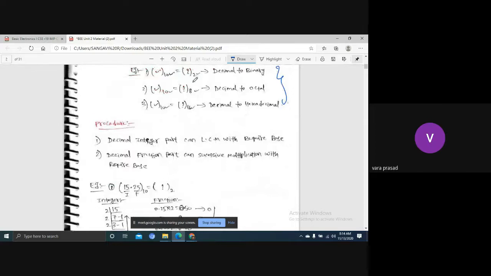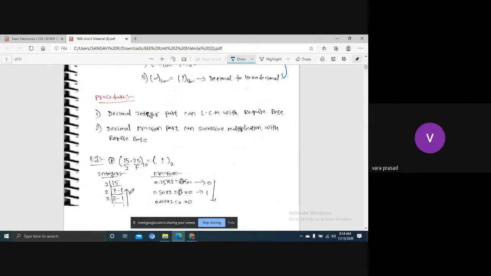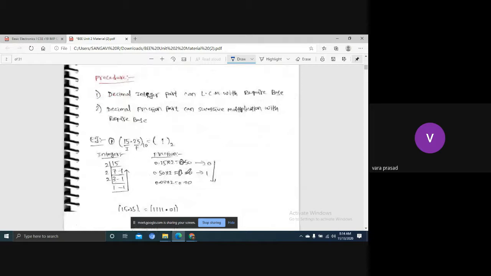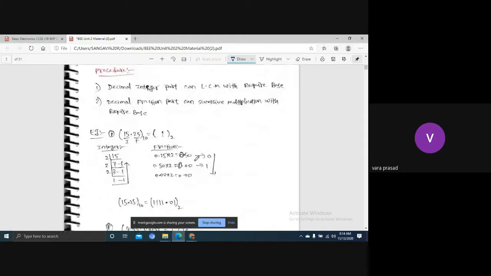Now, the given number will have a decimal integer part. That can be divided repeatedly with the required base to which we need to convert. For binary, we divide the integer part by 2. The decimal fraction part uses successive multiplication with the required base. This is the procedure. Sometimes they won't give a fraction part; then you leave it and only do the integer part.